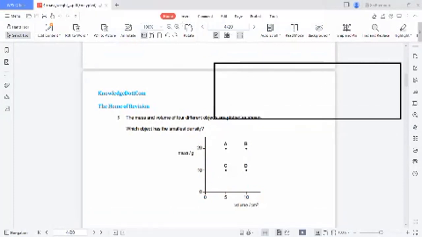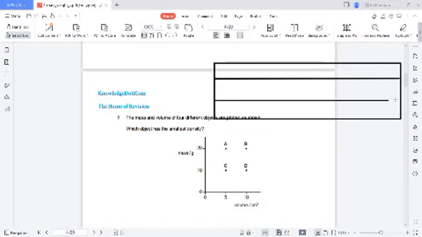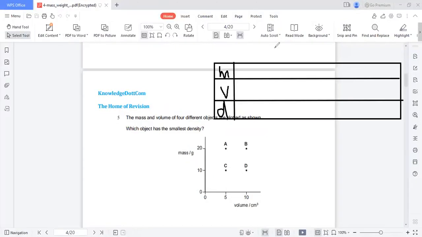Suppose this is about mass, this is for volume, and this would be for density. So I'm going to put it like this. The first box is about mass, second is for volume, and the third one is for density. Let's assume the case for A.